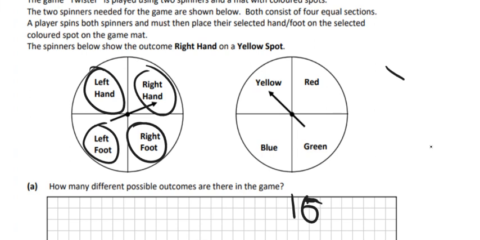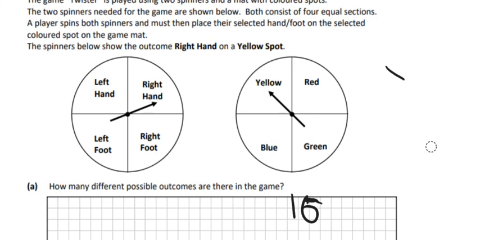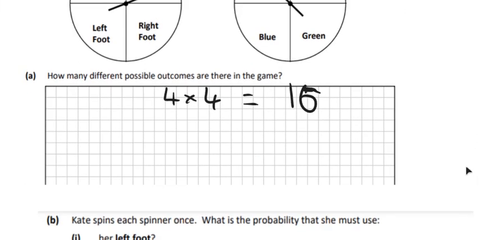You can count them up like that, or you could just know from the rules of probability that if you've got two different things like outcomes like this, there are 4 outcomes in the first one and 4 outcomes in the second one. So together it's 4 times 4. 4 times 4 is 16, so 16 outcomes. So that's the answer.